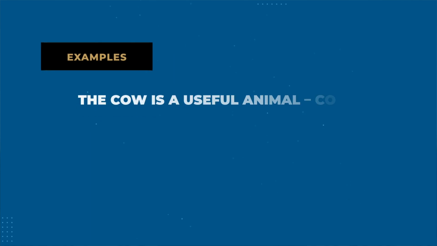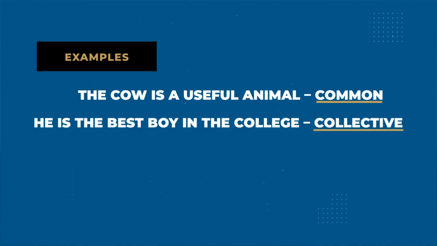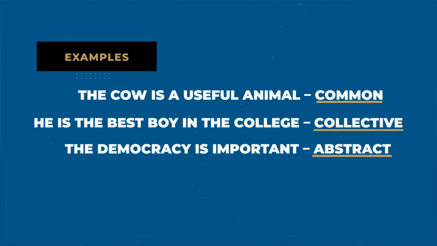You do not put articles before proper nouns and abstract nouns unless you want to describe it, you want to focus it. For example, the cow is a useful animal. It's a common noun. He is the best boy in the college. College is a collective noun. The democracy is important. Here, democracy is an abstract noun.